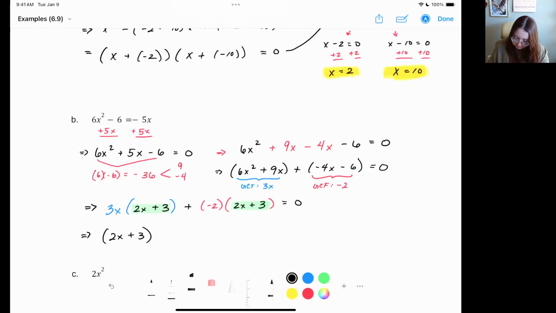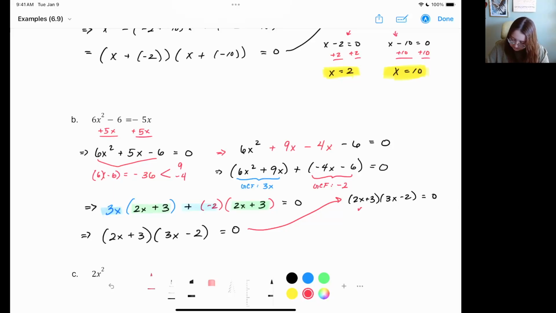And now we're going to put 3x plus negative 2 together as well. So we're going to get, this will be multiplied. 3x plus negative 2 is really the same as minus 2 equals 0. So 2x plus 3 times 3x minus 2 equals 0. And then we want to set both of those equal to 0 separately. So we'll go over here. 2x plus 3, 3x minus 2 equals 0. We set them each equal to 0.